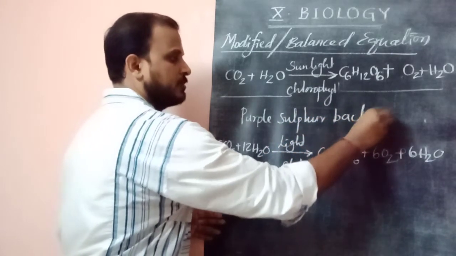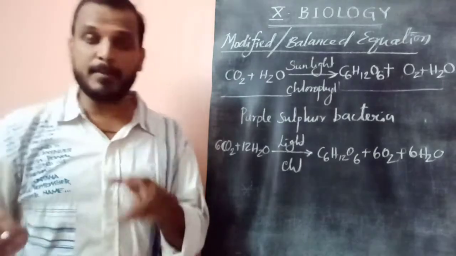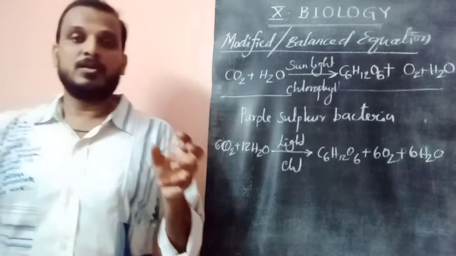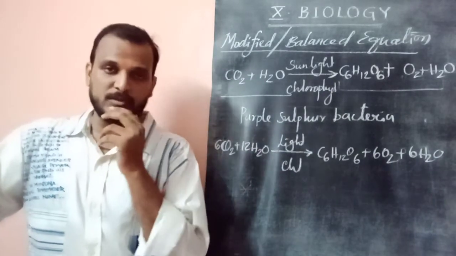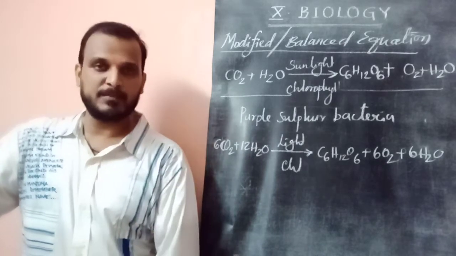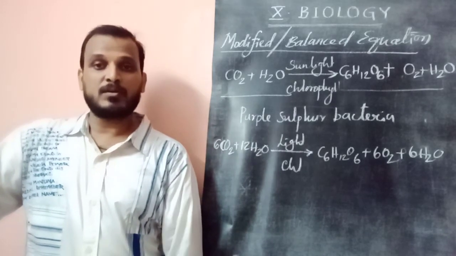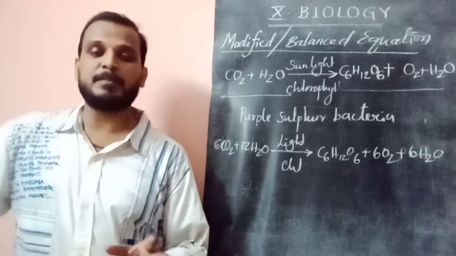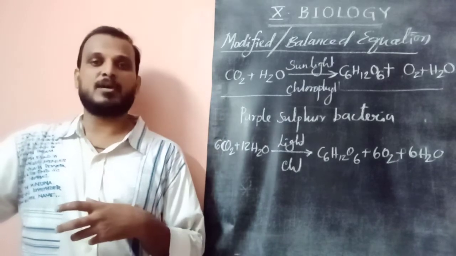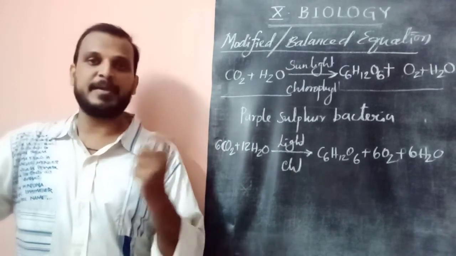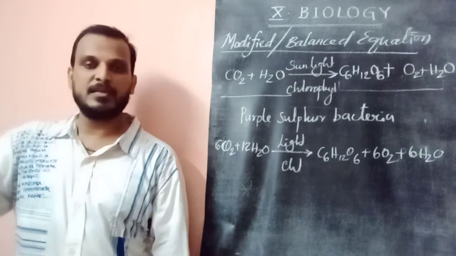You know very well about bacteria. There are some bacteria which can do photosynthesis. I told you already while giving examples of autotrophs. Autotrophs are self-food preparing organisms. Example, plants, mainly plants, and also additionally some bacteria.